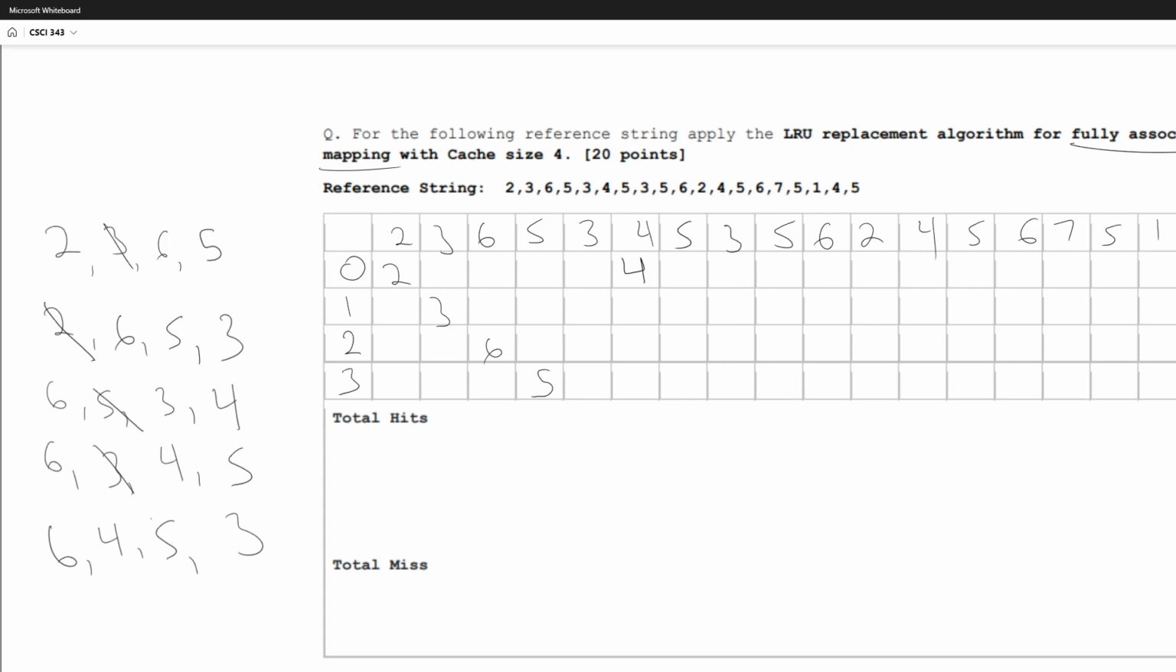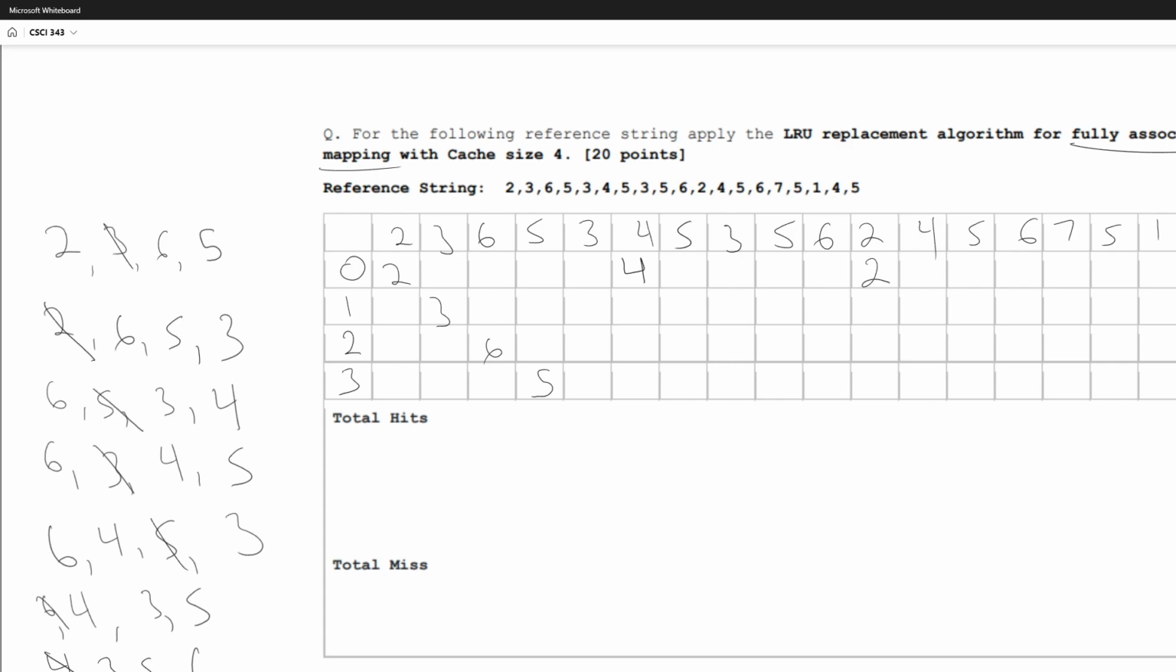5 is a hit, so move 5 to the front: 6, 4, 3, 5. 6 is a hit. Move that to the front: 4, 3, 5, and 6. 2 is a miss, so take out 4. Put 2 in the front, and 2 replaces whatever 4 was.